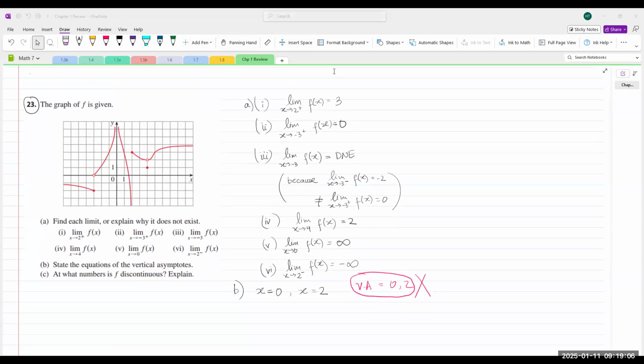How can the second one be a vertical asymptote while there is a point there? One of the rules for a vertical asymptote is that the limit from either side, just one of the sides, gives you infinity or negative infinity. So even though we have a function value at that point, if one side gives you an infinity or negative infinity limit, then it becomes a vertical asymptote.